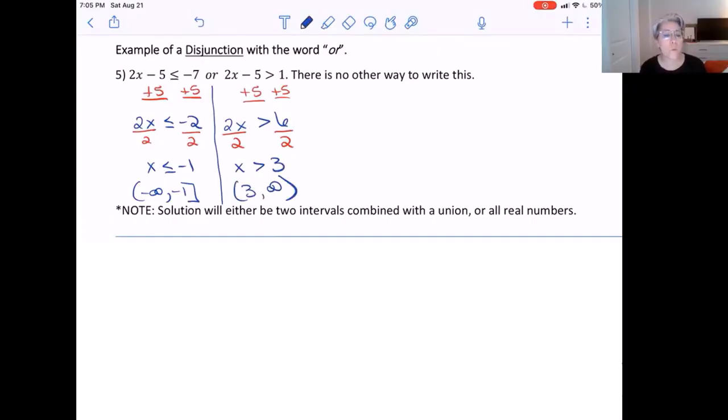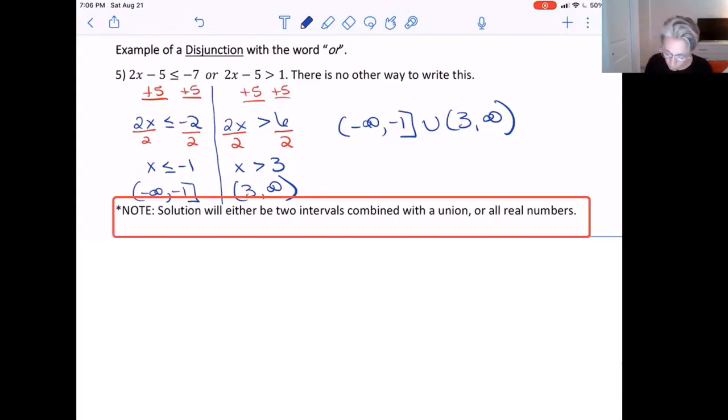When we write the solution here, we still want to write them from smallest to largest, with our first interval from -infinity to -1 bracket, union parenthesis 3, comma, infinity parenthesis. So notice the solution for disjunctions, or the word "or", will either be 2 intervals combined with a union, which is what we got, or all real numbers.